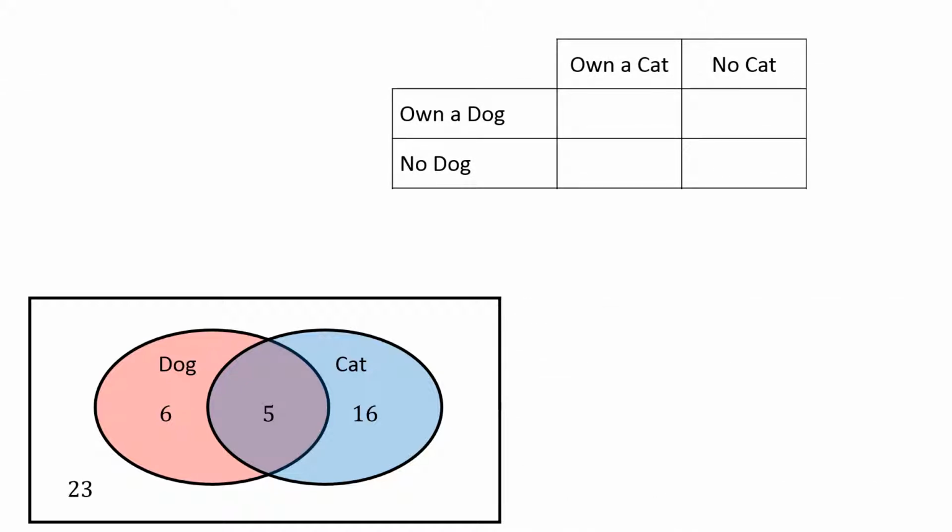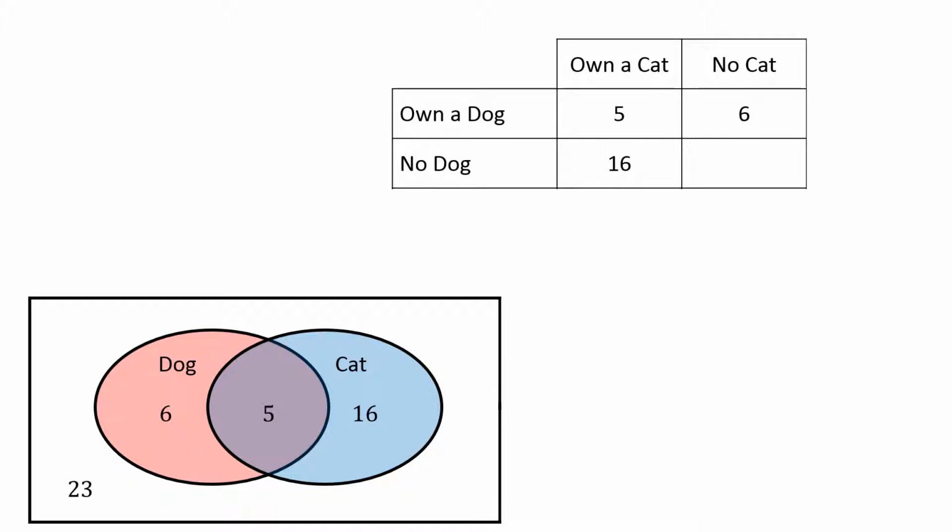Okay, so how do we make frequencies? Well, we got to go back and make ourselves a table like we did with the previous lesson. It looks like I've got 5 people that own a dog and also own a cat. I've got 6 people that own a dog but do not have a cat. Holy cow, here's a big number. 16 people own a cat but not a dog.